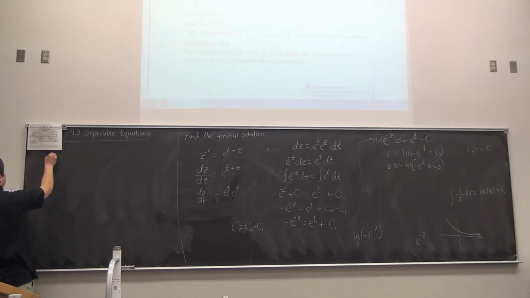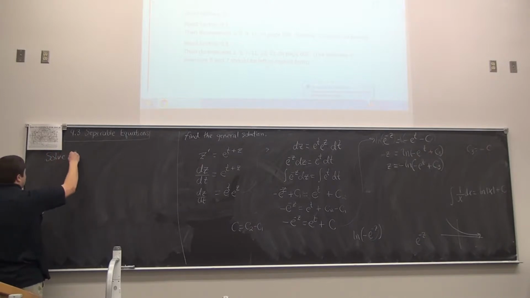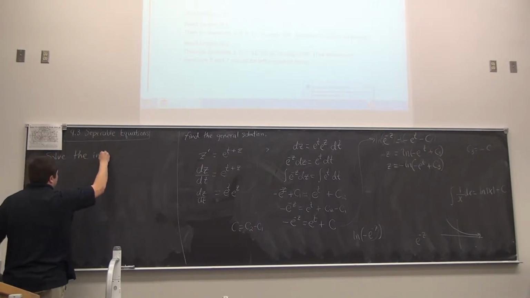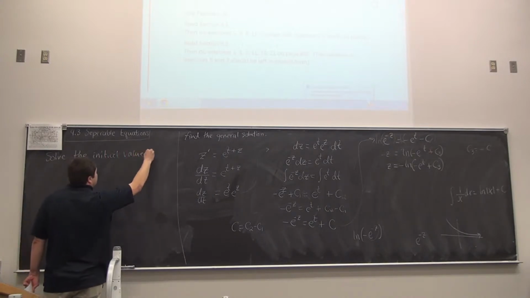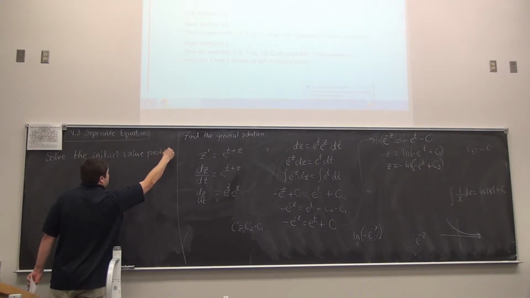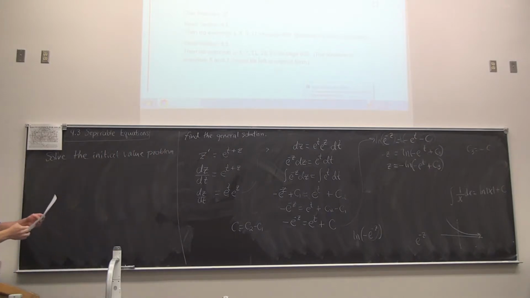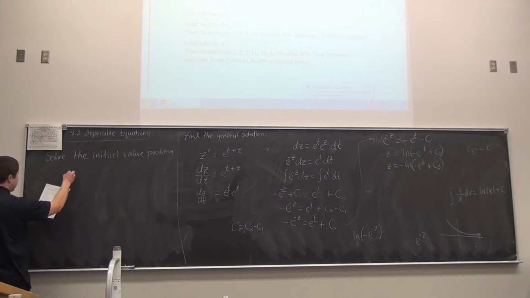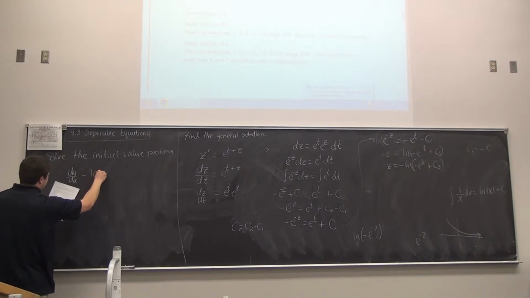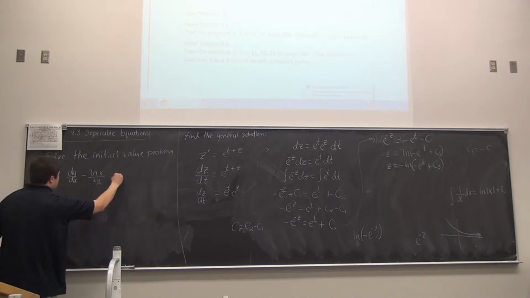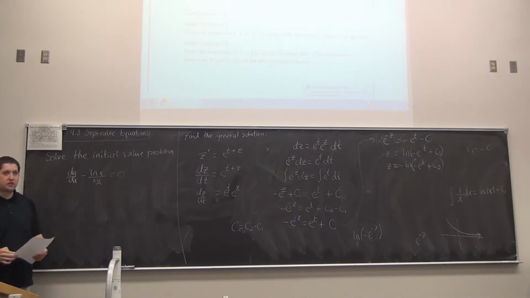They say, solve the initial value problem. And let's pick a good one. How about, I mean, they're all good. Let's start with dy dx minus the natural log of x divided by xy is equal to 0. So that would be our differential equation.